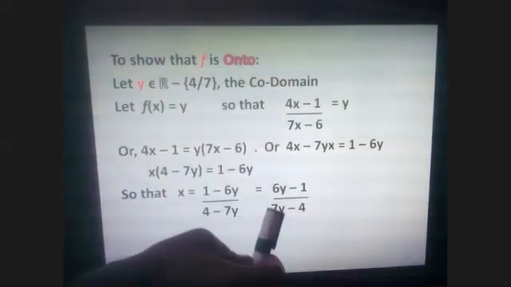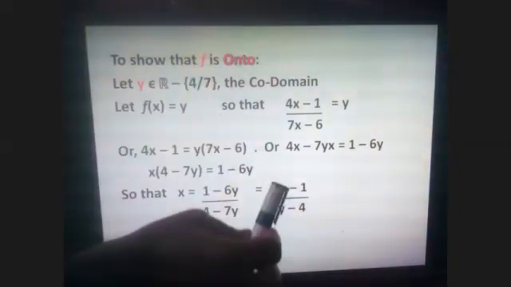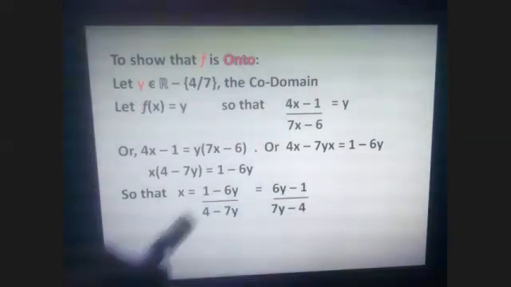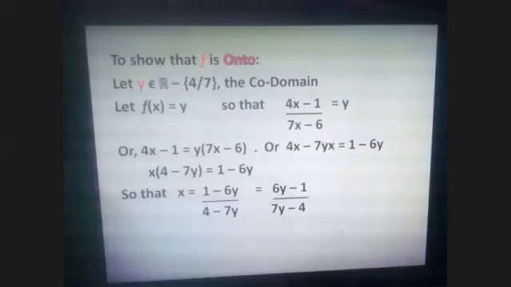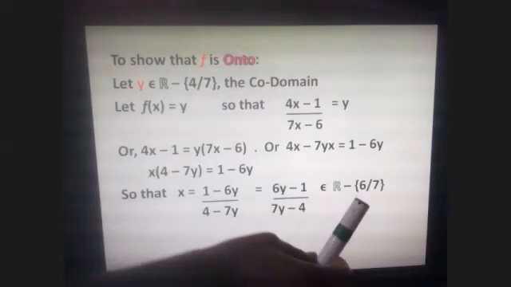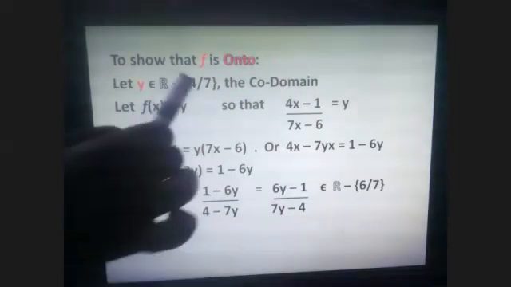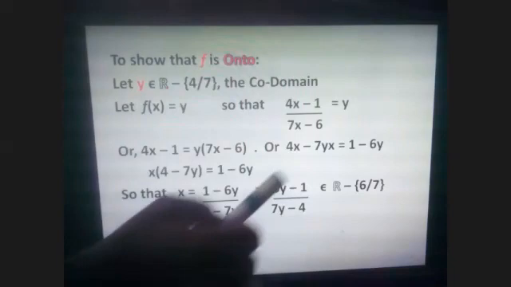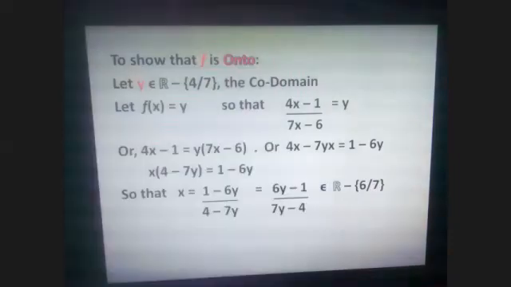When you start finding the range of this function, this is the same step. You get this, so y cannot be equal to 4/7. That is how we get the range. So x equals (6y minus 1)/(7y minus 4). This x cannot be equal to 6/7 because the range of this function cannot contain 6/7. And we know this function has y belonging to R minus {4/7}, and x belongs to R minus {6/7}.